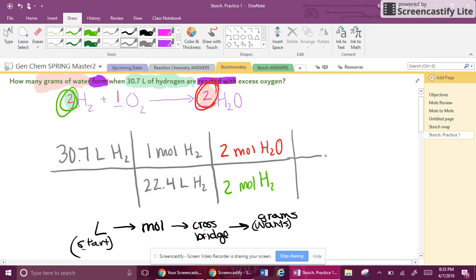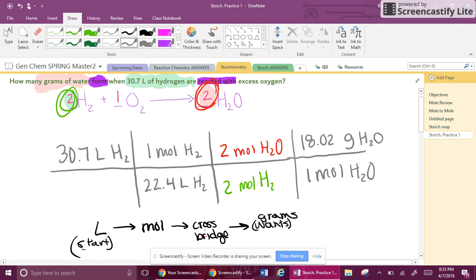Okay, so I'm not done yet. I went to liters, I got to moles, I crossed the bridge. Now I need to go to grams. Grams is going to go up top because it's what I want. What is it grams of? Well, it's water, because that's where we crossed the bridge to. And where do we get grams from? I know right away: we get it from the periodic table. Oxygen is 16, hydrogen's 1.01, so water is going to be 18.02 grams. Again, that's for every 1 mole of water.